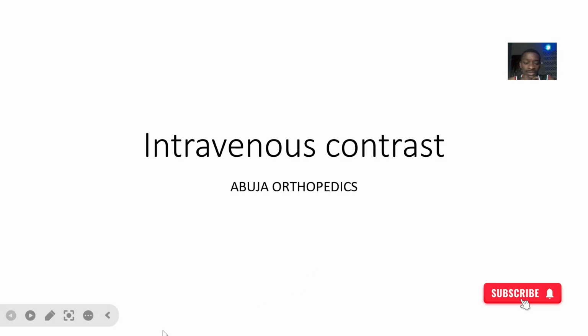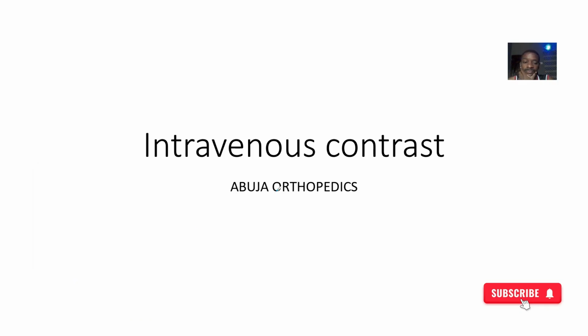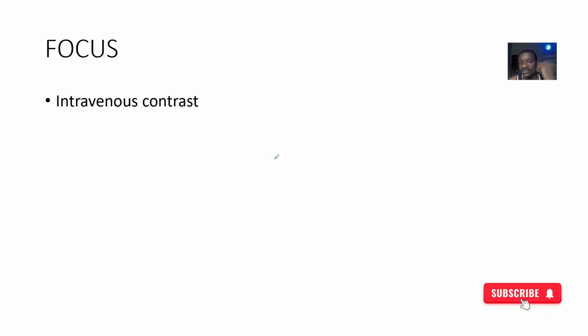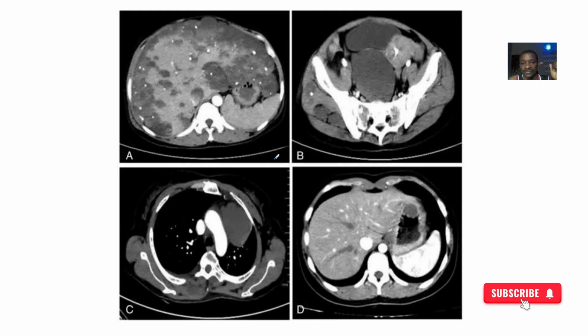Now I'll talk about another issue which is in between orthopedics and imaging. They call that intravenous contrast. Intravenous contrast is simple. You are trying to give a contrast to a patient, and you're not giving this contrast directly to the site where you want to image. You are putting this contrast into the veins, so it circulates in the veins and eventually gets to the site where you want to image.